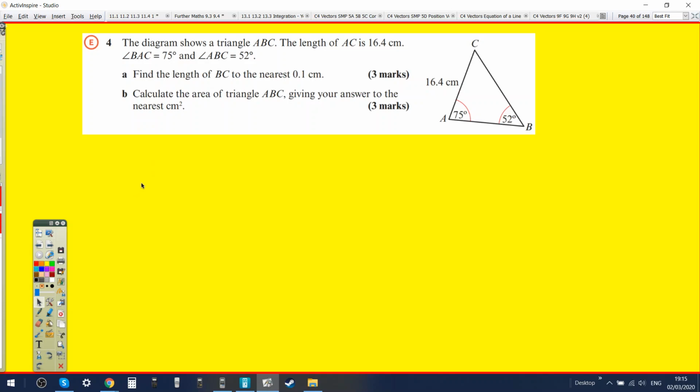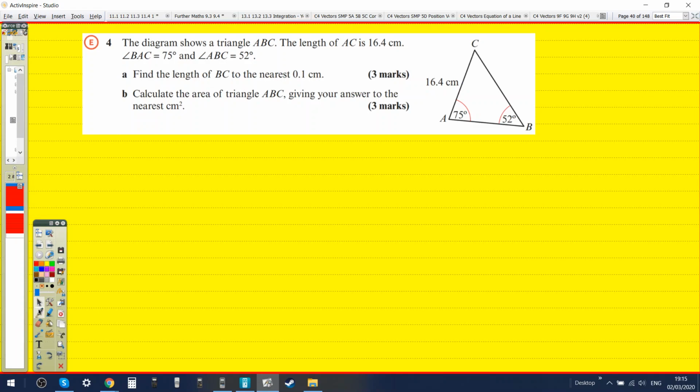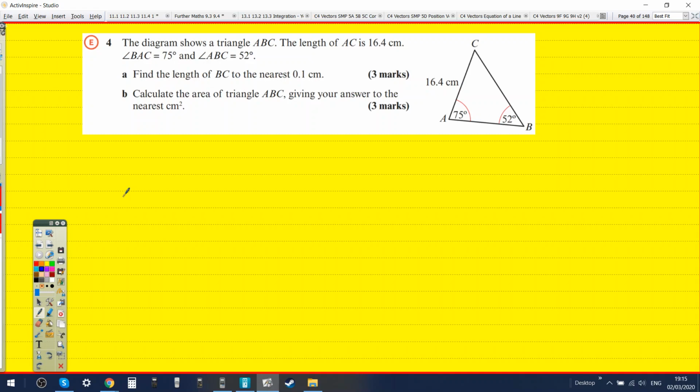Let's see this one. I think that's fine. Let's just do part A, I suppose. So if you draw it, draw the triangle. I think that's the triangle they drew. All right. And then find the length of BC.